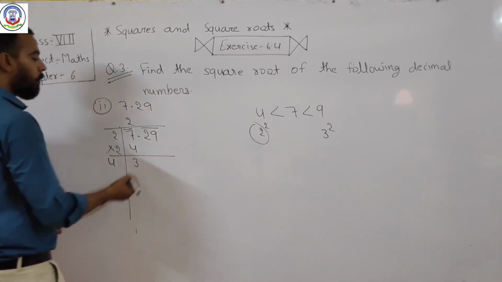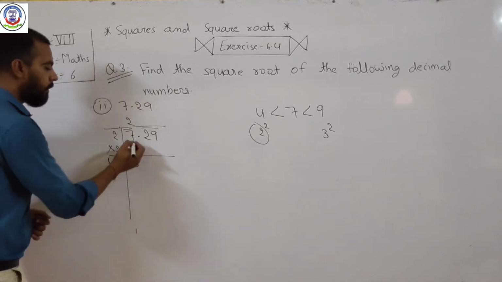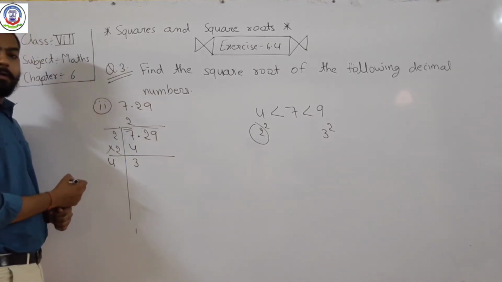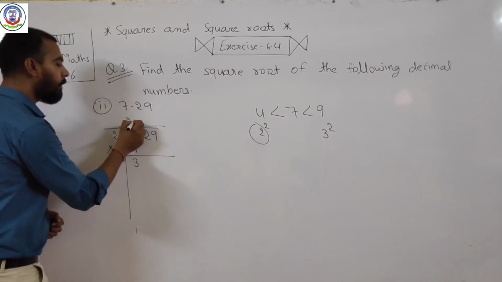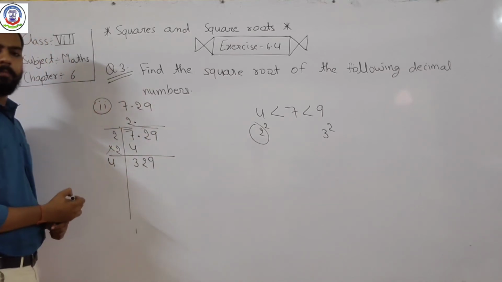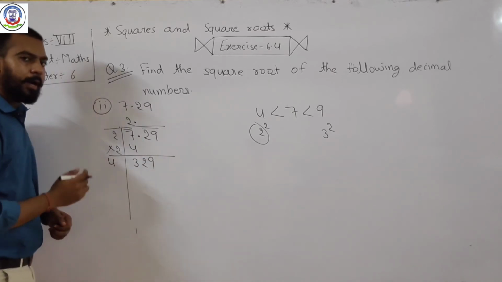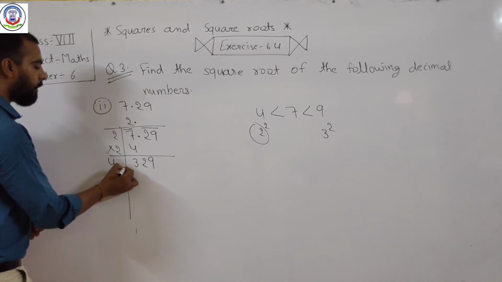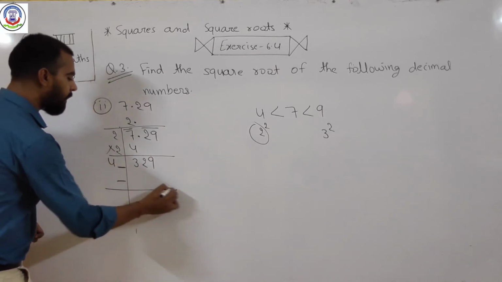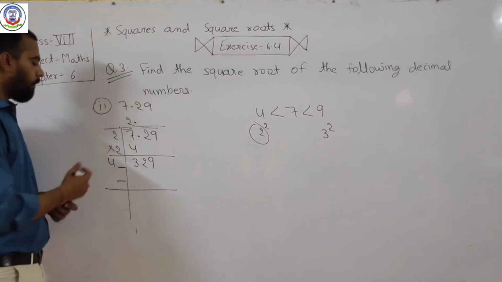Okay, so now the next number you have to write here. What will we do? Here there is a decimal, so we will put this decimal here and carry 29 down. Okay, so our number is 329, and we have to write a number here and here, and the multiplication of these numbers should be 329.